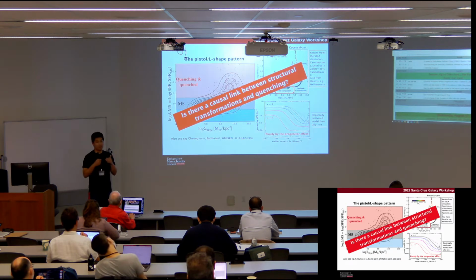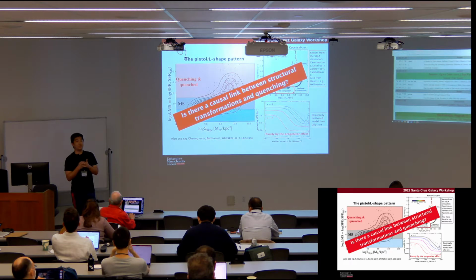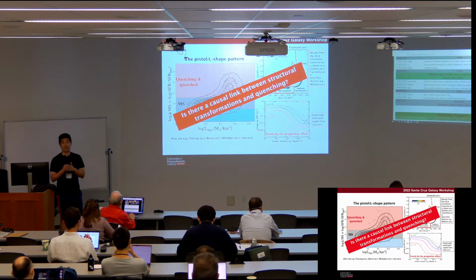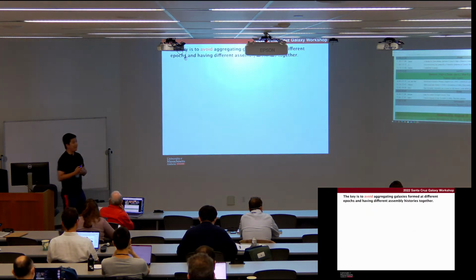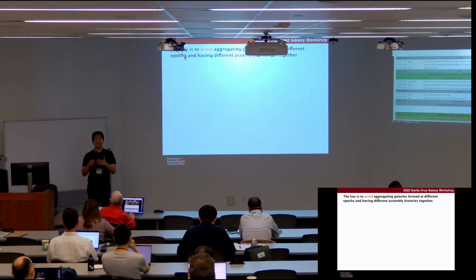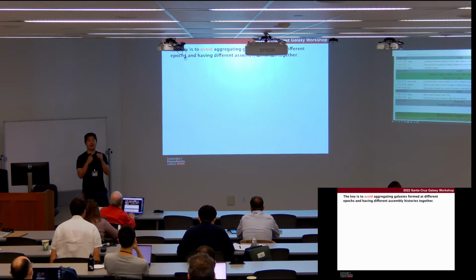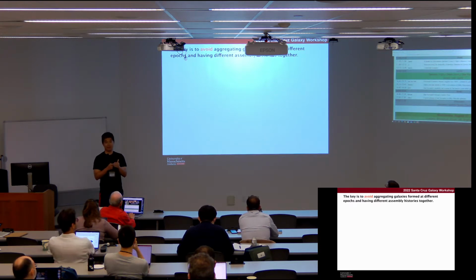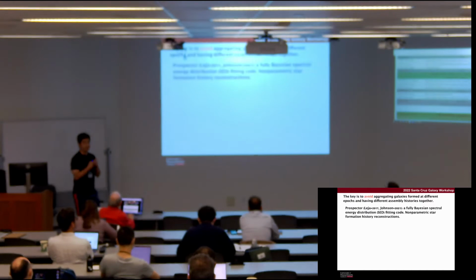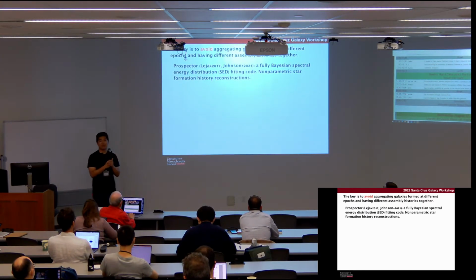So the purpose of our study is to attempt, purely empirically, to answer if there is really a causal link between the structural transformations and quenching. And the key is to measure and then mitigate the progenitor effects from the observed signal. This requires us to empirically separate galaxies formed at different epochs and with different assembly histories. To do so, we utilize this fully Bayesian SED fitting code, Prospector. Then we reconstruct the non-parametric star formation history of galaxies.